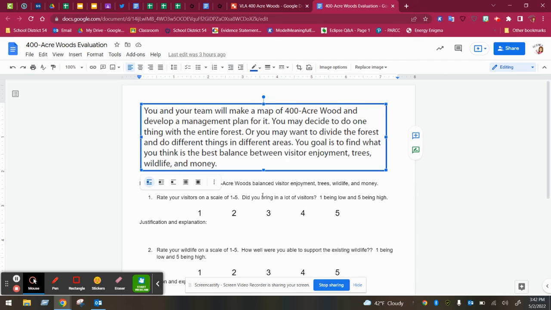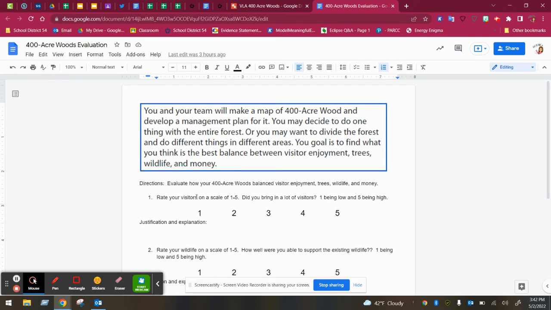Okay. Again, right up here at the top of the box, this was our goal, right? You and your team will make a map and develop a management plan. You may decide to do one thing, or you may want to divide the forest and do different things in different areas. Your goal is to find what you think is the best balance between visitor enjoyment, trees, wildlife, and money. So I want you to evaluate your 400 acres.